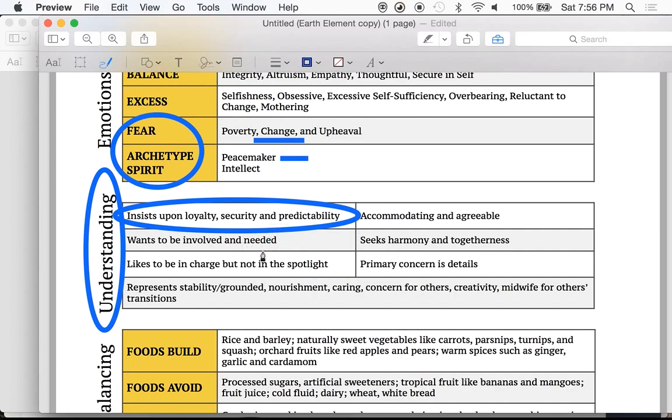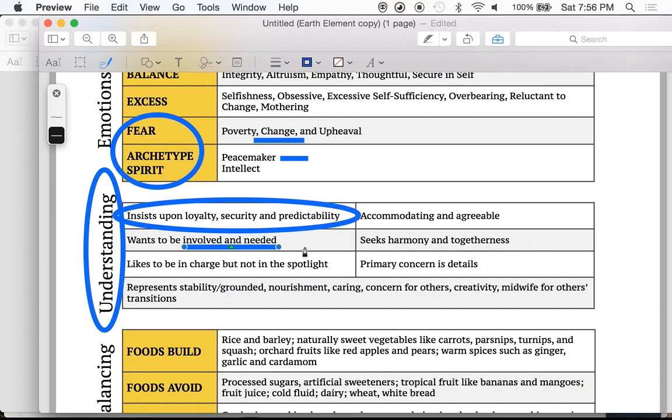However, for the people in your life, your friends and family, be very cautious. Insisting upon loyalty and the traditional ways of doing things is really, really earth dominant. They want to be involved and needed. That's really important to them. Involved and needed. Don't overlook that. Give them a responsibility. They can handle it. They're intellectual. They can handle taking care of things.